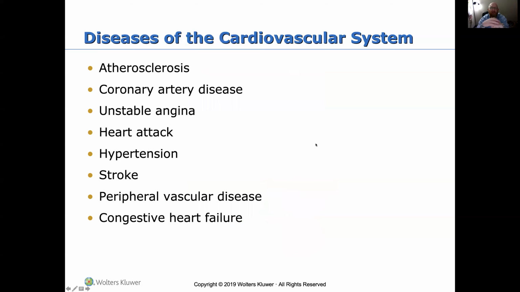Some diseases of the cardiovascular system: atherosclerosis, coronary artery disease, unstable angina, that is chest pain basically, heart attack, hypertension, stroke, peripheral vascular disease, that's where you start to have disease of the veins and arteries that are away from the heart or center of the body, out in your arms, legs, distal areas, and congestive heart failure is another.